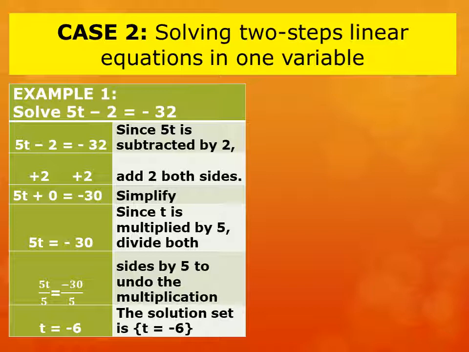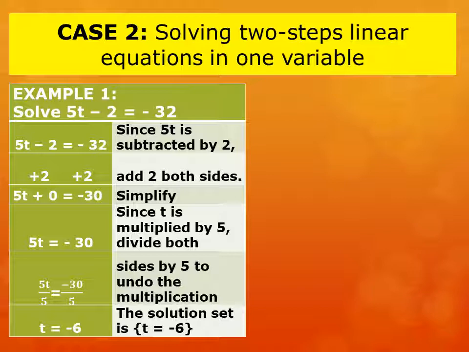Then we are going to divide both sides by 5. We have 5t divided by 5 is equal to negative 30 divided by 5. Then we are going to simplify again. So 5t divided by 5 is t, is equal to negative 30 divided by 5, that is negative 6. Since we divide negative and positive, our answer is negative 6.